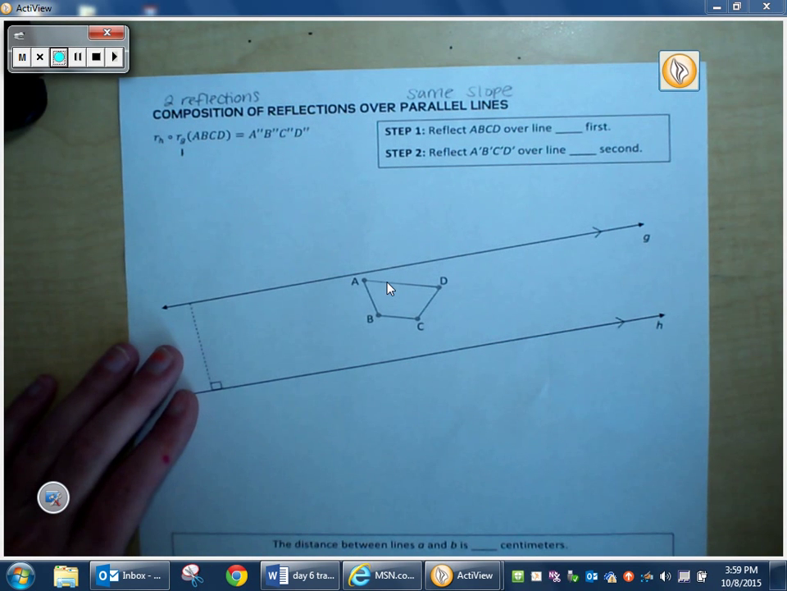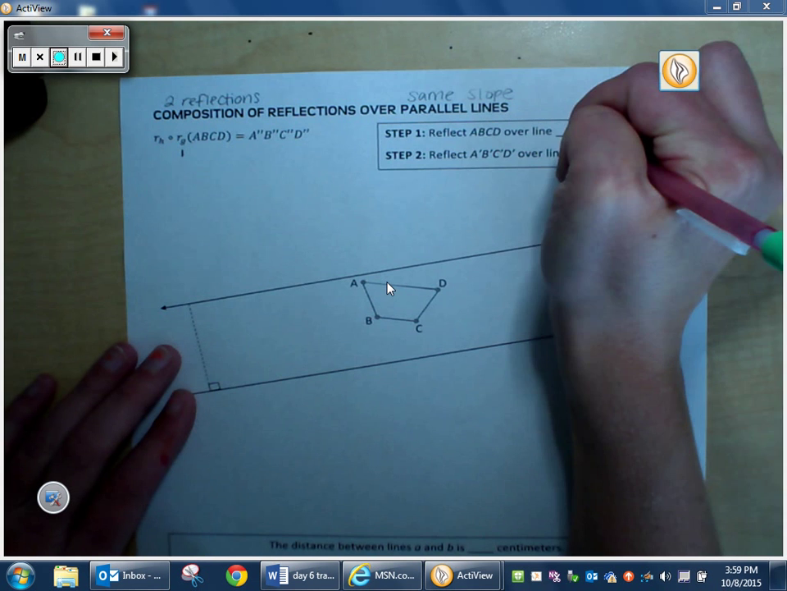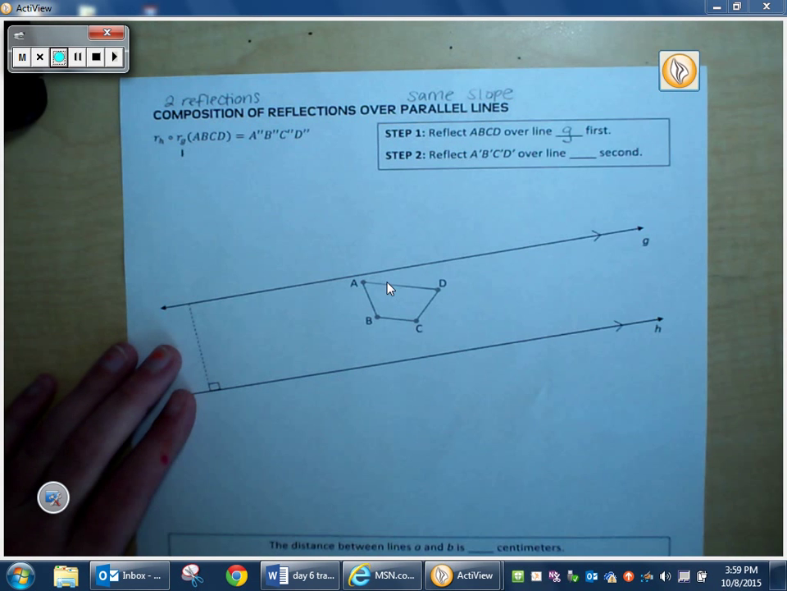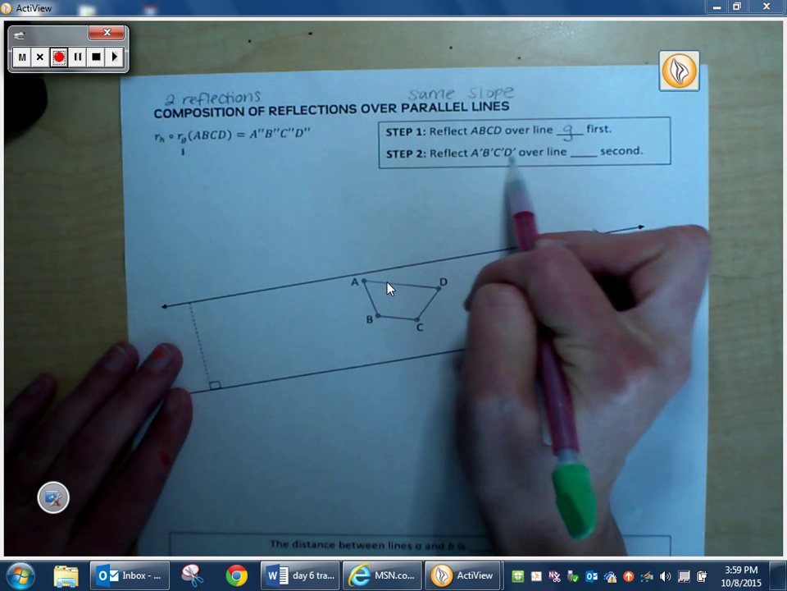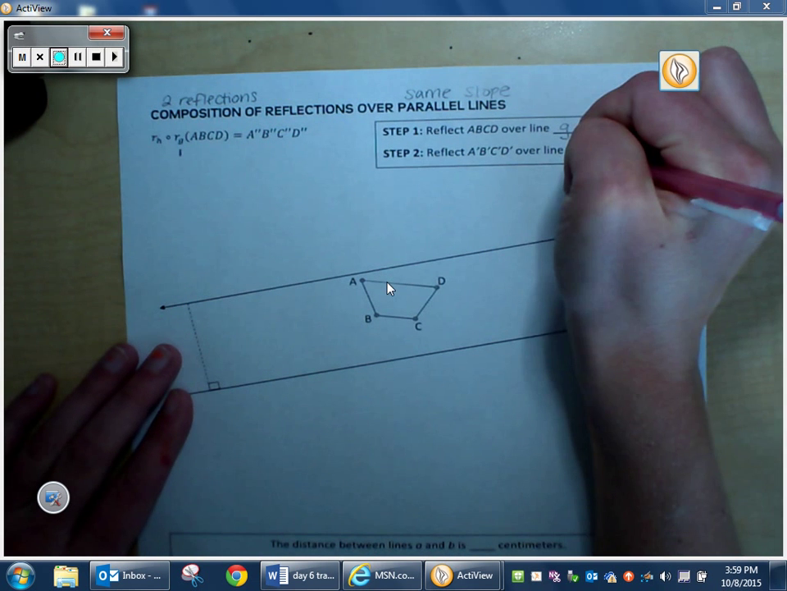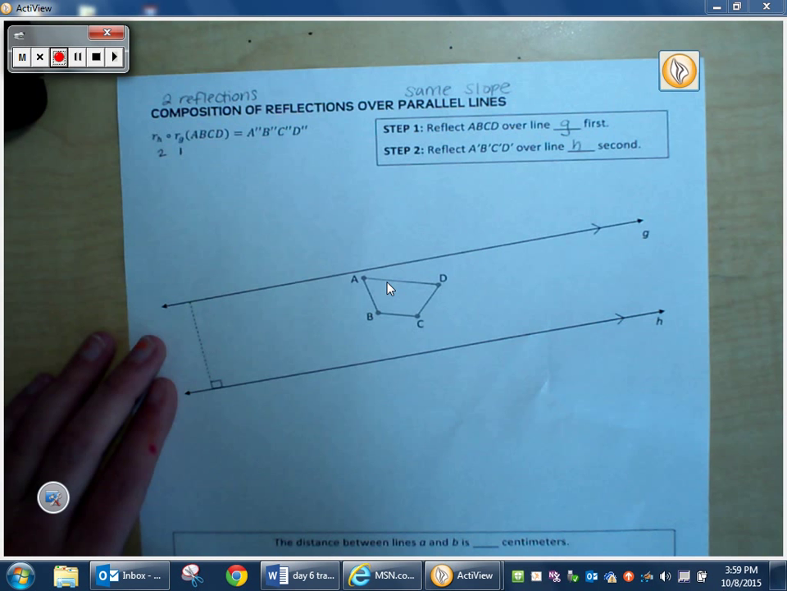So I put a little 1 under G. And in my steps, I'm going to write a G. The next step you do is you reflect the prime image over line H. Okay? And that's just what I'm going to do.